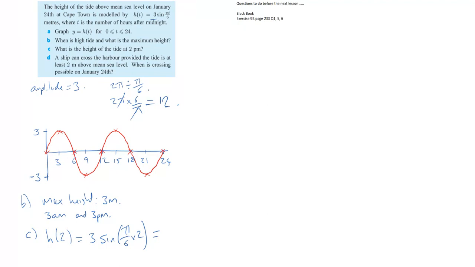These questions are calculator based, so we can type some numbers in, press a button, and we should be able to work out that we have 2.60 meters above sea level as our height.